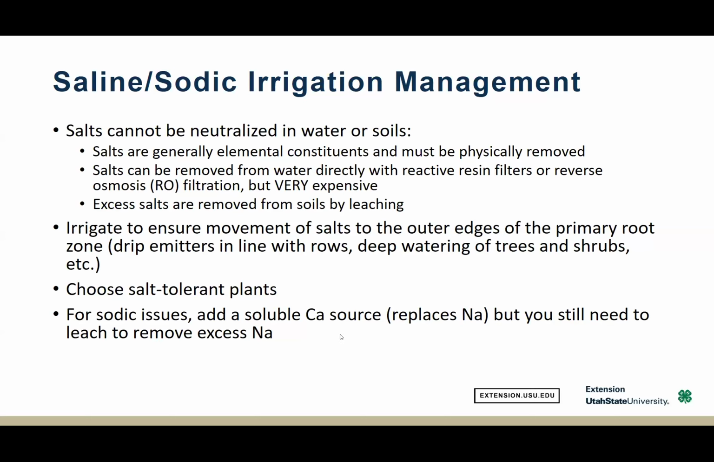Unless you have a sodium imbalance, adding gypsum as a soil amendment is simply adding more salt to your soil, which we very much do not need in our Western U.S. soils for the most part.